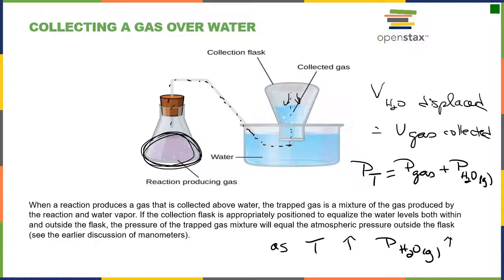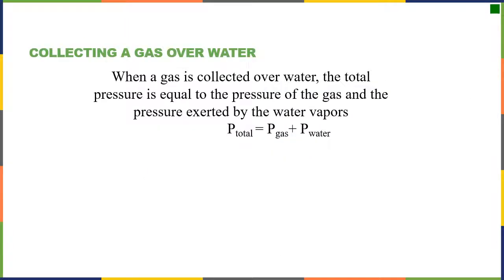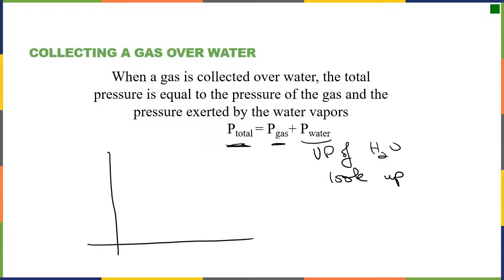So if we want to look at how much gas we collected, we are going to have to take the total pressure and subtract how much of that is actually water. So the pressure total is equal to the pressure of the gas that you collected plus the vapor pressure of water. And you're going to look that up. Just take a temperature and look it up. If you saw a graph of this, with temperature and vapor pressure, this is a nice exponential, and you can look it up as a function of temperature.